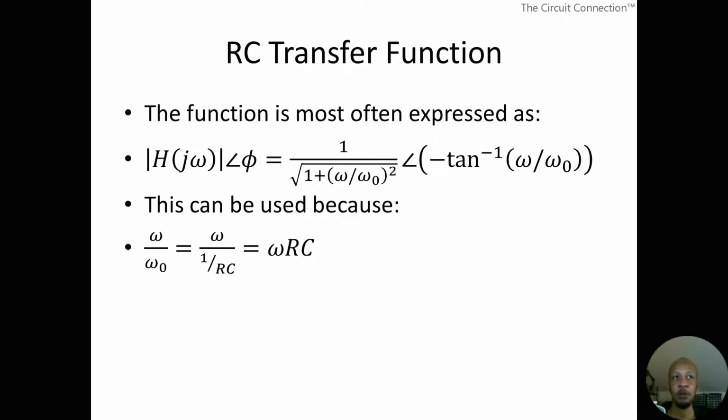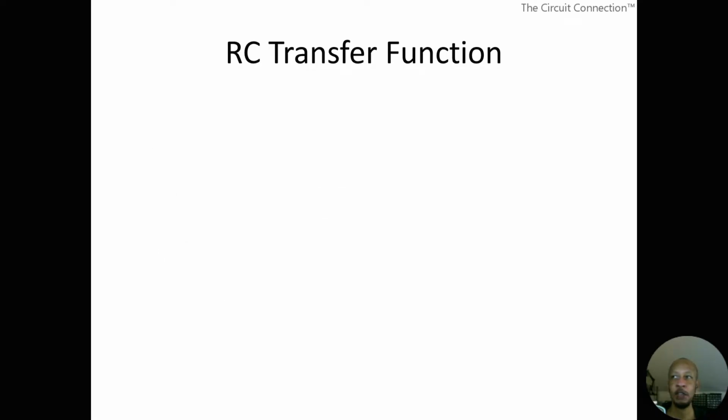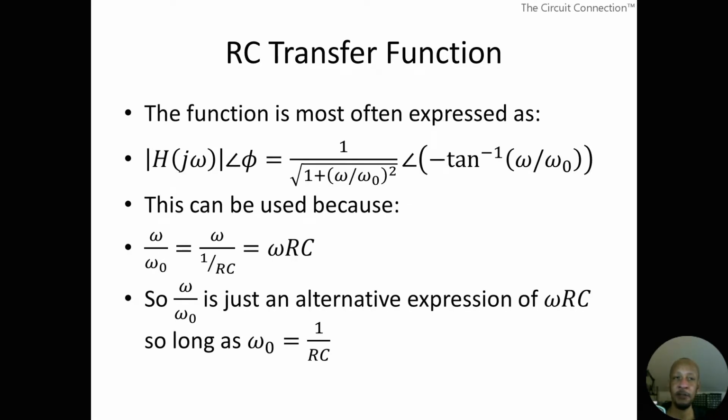Remember now, W0 equals 1 over RC. And so W over W0 is just an alternative expression of WRC, so long as W0 equals 1 over RC. And that's that. If for this circuit they define W0 any other way, then that's some totally different thing, but it's defined as being 1 over RC.